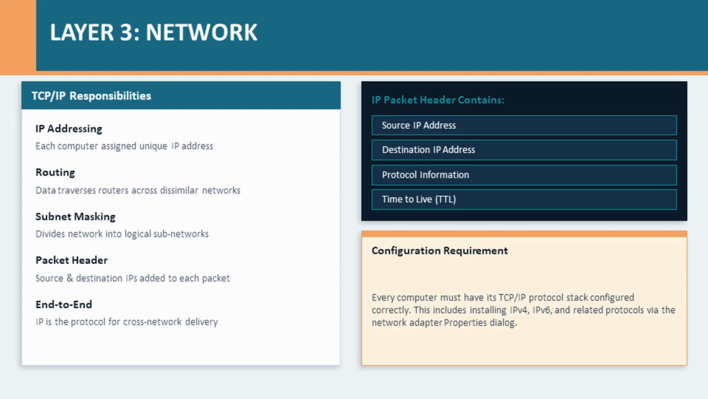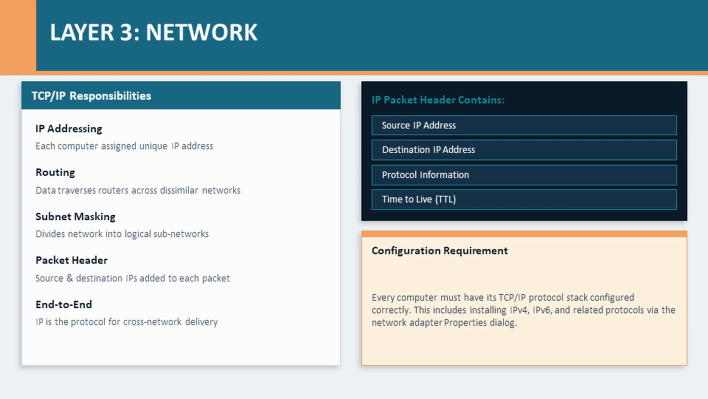Layer 3 is the network layer, and this is where TCP/IP really takes center stage. While the data link layer uses Ethernet to move packets within a single local network, the network layer uses Internet Protocol, IP, to move data across different, dissimilar networks. This is why IP is called an end-to-end protocol. It carries data from one end of the network spectrum all the way to the other. The network layer's primary responsibilities include IP addressing, routing, and subnet masking.